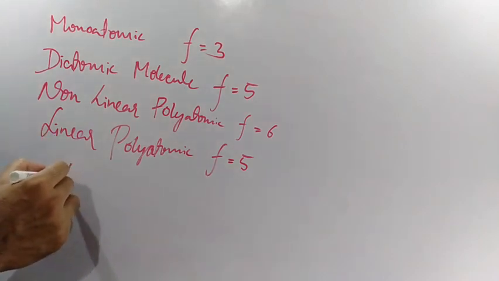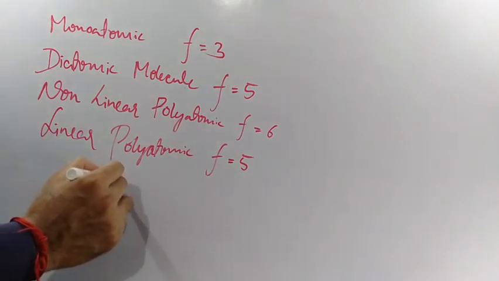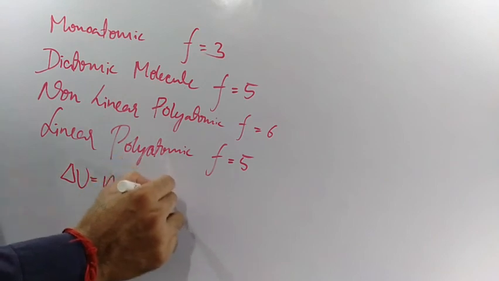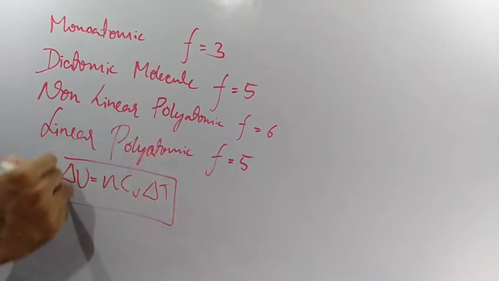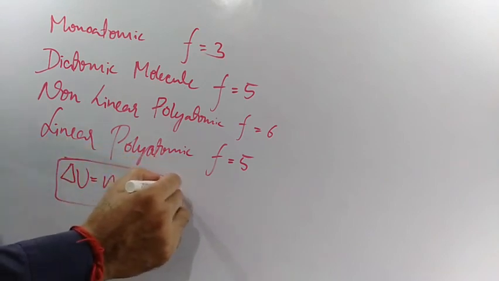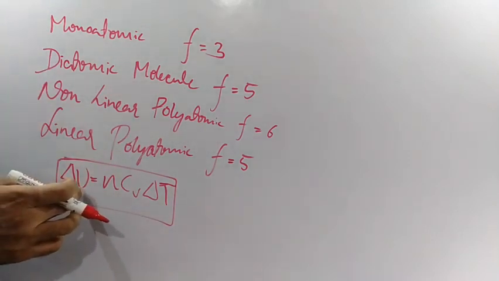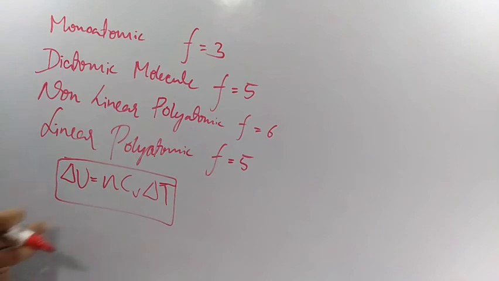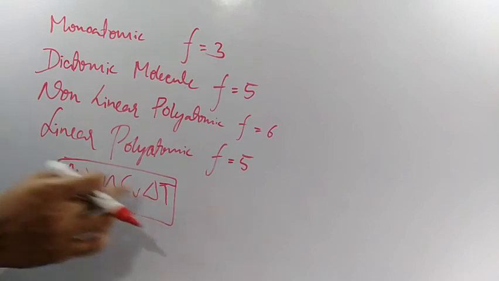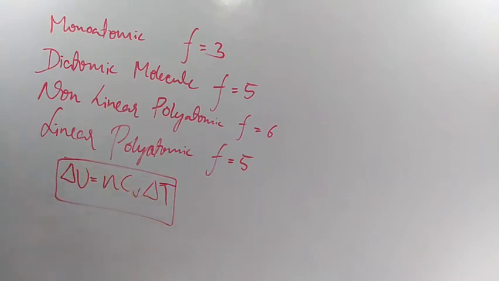And we came to know that delta U is equal to N Cv delta T, which is the most important formula. Delta U, change in internal energy; N, number of moles; Cv, molar specific heat capacity of the gas; delta T, change in temperature.